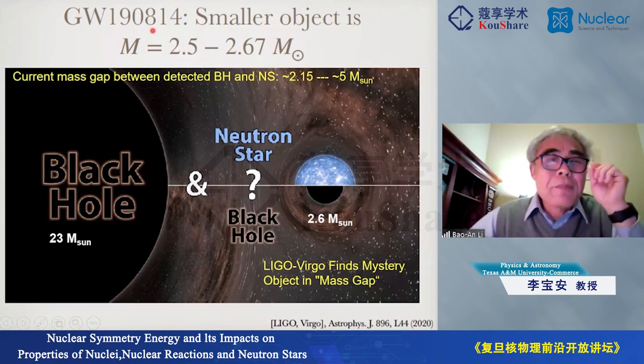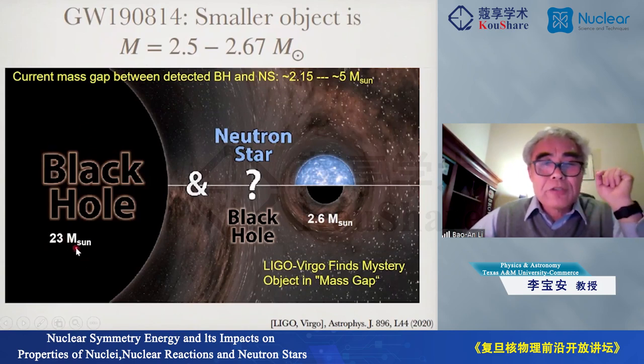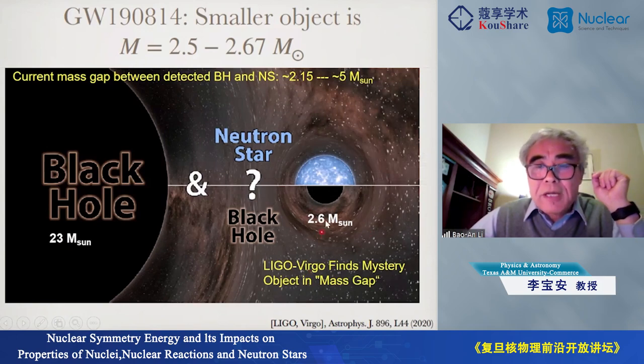Not a natural neutron star. This event, the binary merger event, one object has a mass of 23 solar mass. The other one has a mass of 2.6 solar mass, but they don't know the nature, whether this one is a black hole or a neutron star. And this is very interesting, because this 2.6 solar mass is right in the gap, the mass gap between the minimum observed mass of a black hole and the maximum mass of observed neutron star, okay?